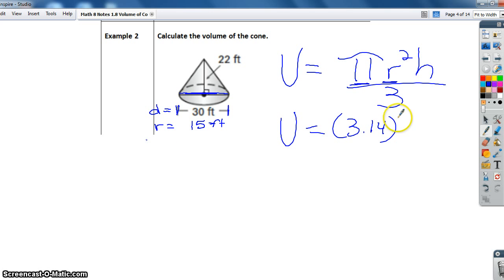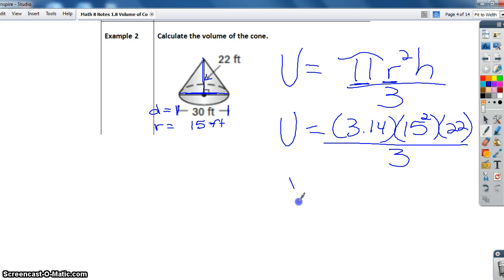So 3.14 times the radius, which is 15. And that's squared. Yes, good job. Squared times what is our height? 22. Am I done? No. What do I have to do? I have to either take this times 1/3 or divide that whole answer by 3. Either way, you'll come up with the same answer. And what do we get? 5,181 feet cubed. That is exactly right.